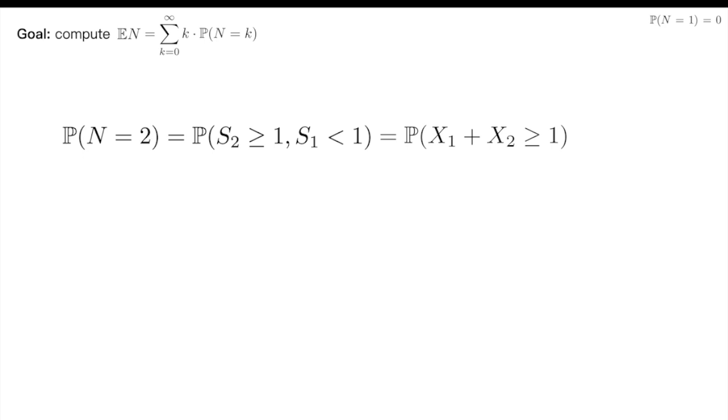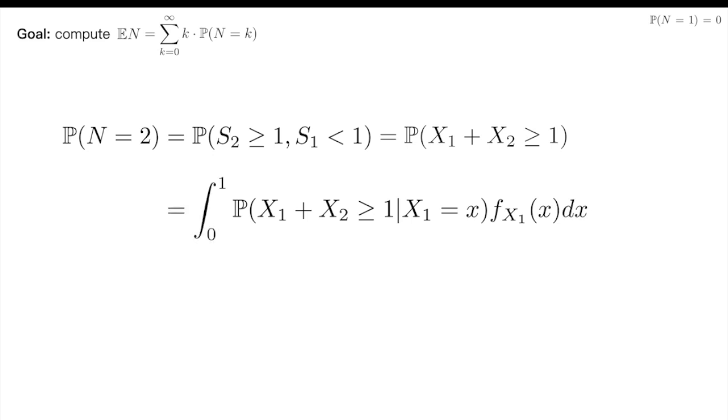Now we are going to use some knowledge from conditional probability. The probability that X1 plus X2 is greater than 1 equals the conditional version, conditioning on X1 equals some small x. This is some fixed value, small x, times the density of X1 at this small x. And I integrate this small x out. We should have seen this formula in the conditioning part of elementary probability. If you haven't seen this kind of formula before, believe me, this is true.